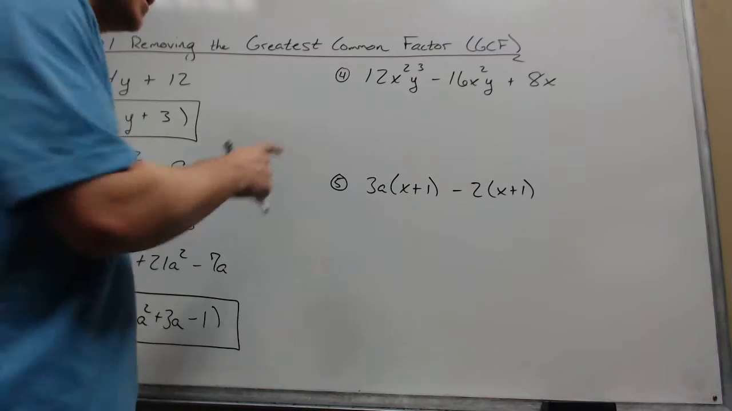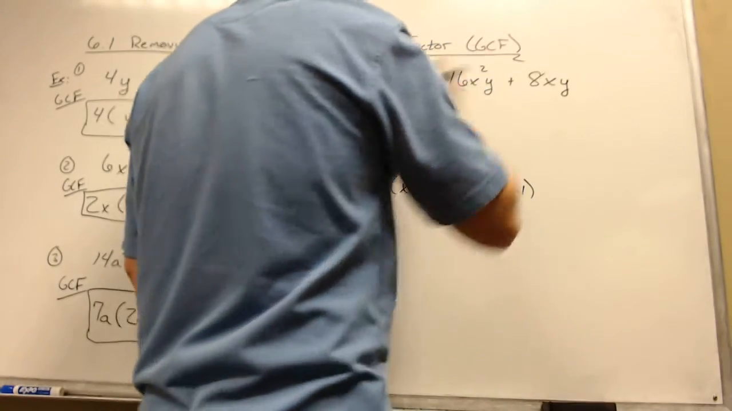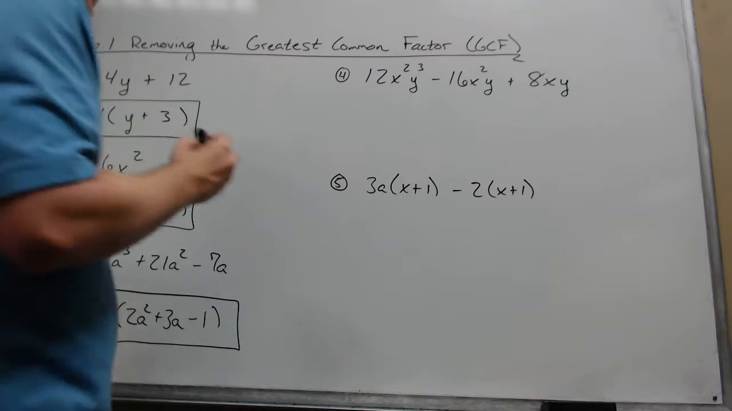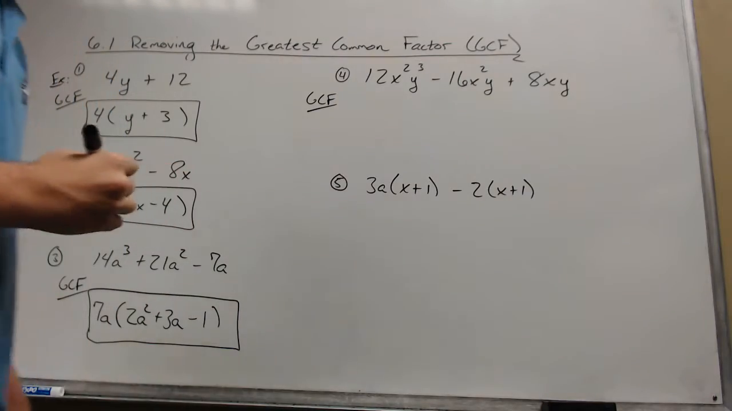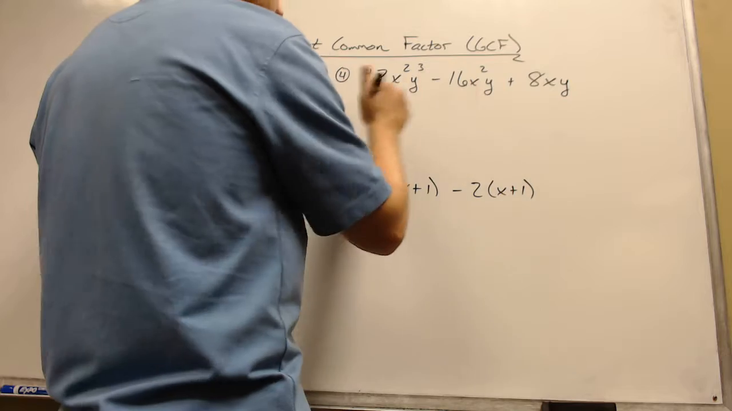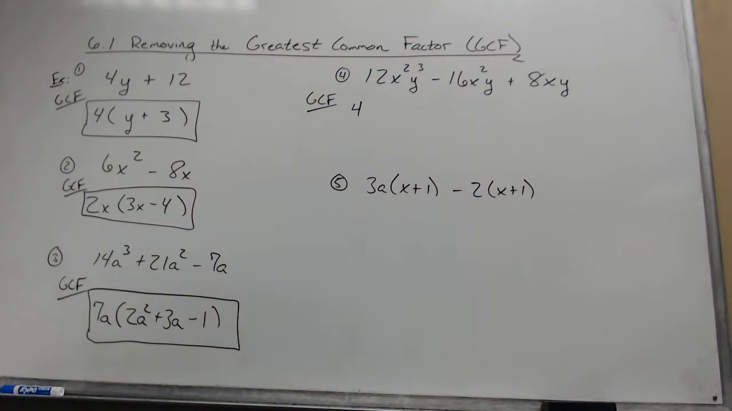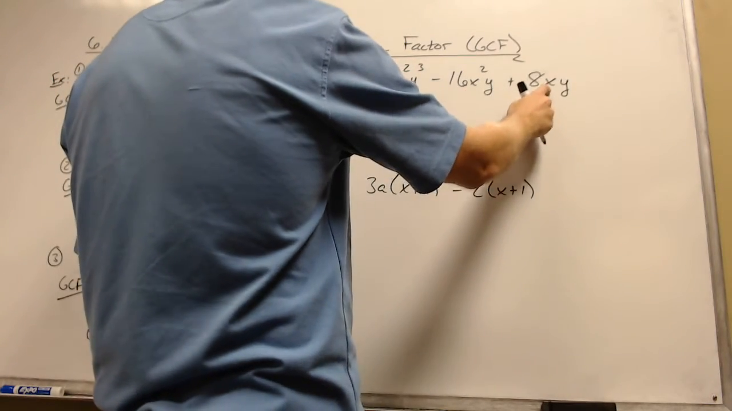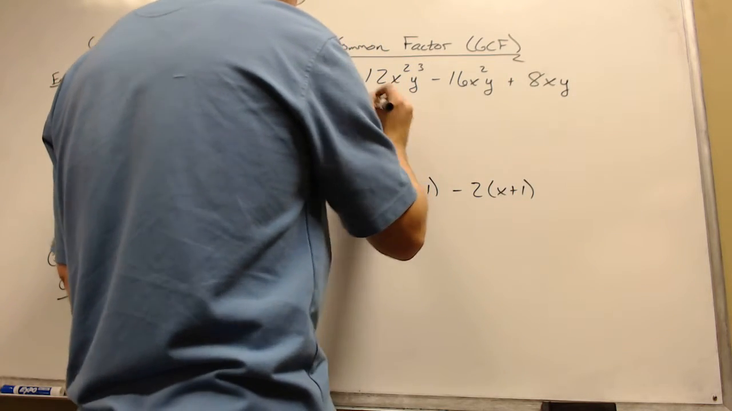A little more complex over here at 4. Let me change it a little bit. Let me put a y here. Let's identify what that GCF is. Between 12, 16, and 8, numerically speaking, I think they're all divisible by 4, and that's the most that we can divide them by. For the x's, the smallest power of x is just x. For the y's, the smallest power of y is just y.